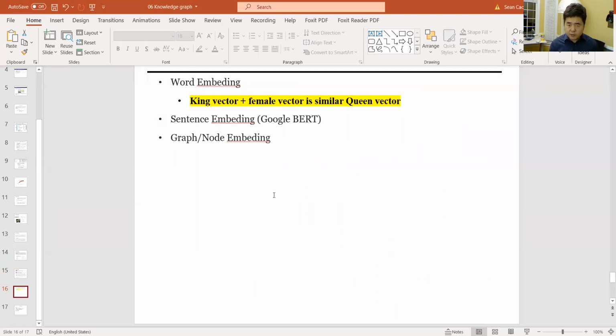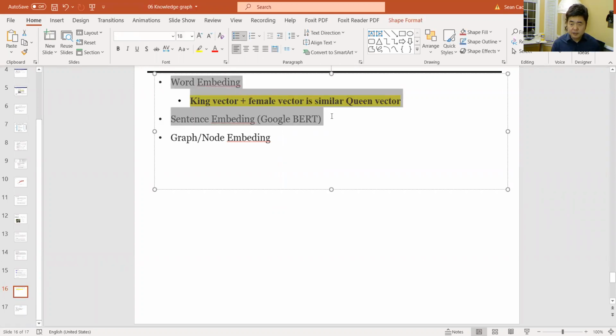There are several ways to build a knowledge graph on your own. One is word embedding, another one is sentence embedding, which we normally call Google BERT, and also we have graph node embedding. These are the ones I explained in the earlier videos. I spent tens of videos explaining what Google BERT is, what word embedding is. So I'm not going to repeat the techniques here. You can check them out.